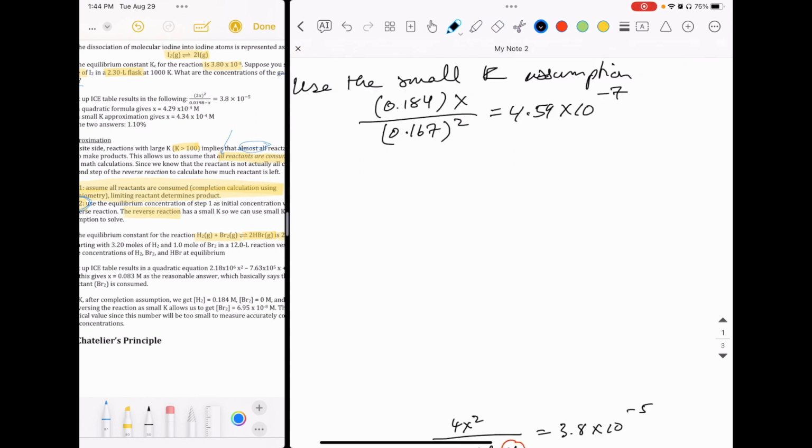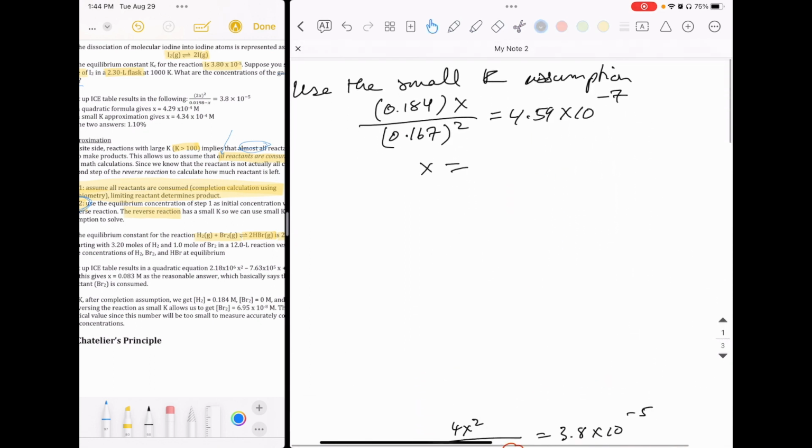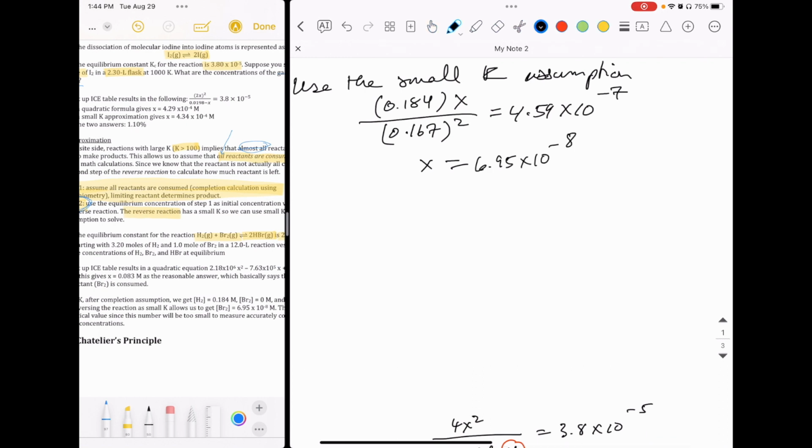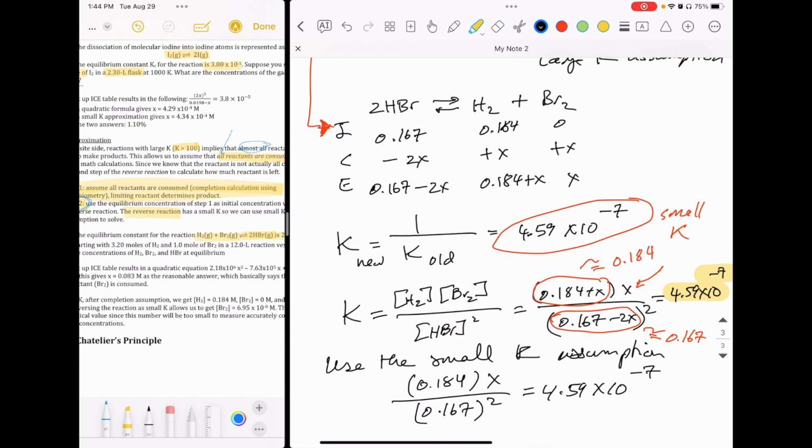When you have that equation, it's really easy to just isolate the x on one side and put everybody else on the other side. And that would leave you with x equal to 6.95 times 10 to the minus 8, which is actually the same as the Br2 concentration at equilibrium. Remember, that's what our ice table tells us. So right here, I'm just showing you the ice table, that x is the Br2 equilibrium concentration in this reverse reaction.